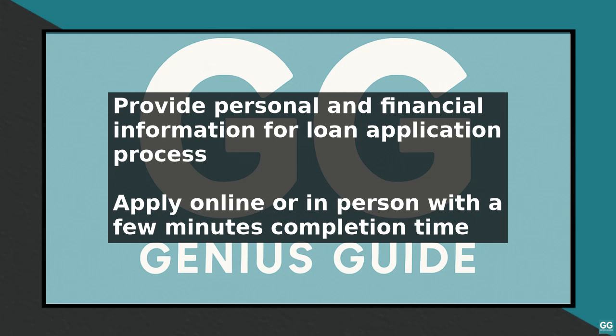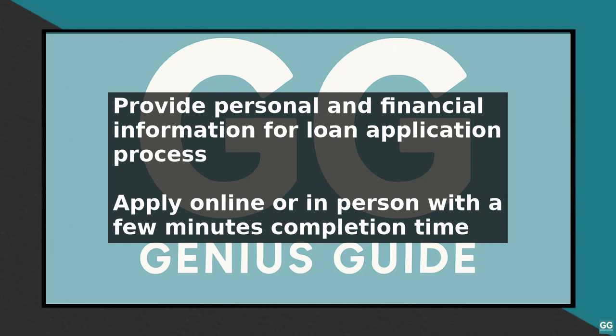Once you have submitted your application, TD Bank will review your creditworthiness and provide you with a loan offer, including the interest rate, loan amount, and repayment terms. If you accept the loan offer, the funds will be disbursed into your account, and you can use them to cover expenses such as debt consolidation, home improvements, or major purchases.